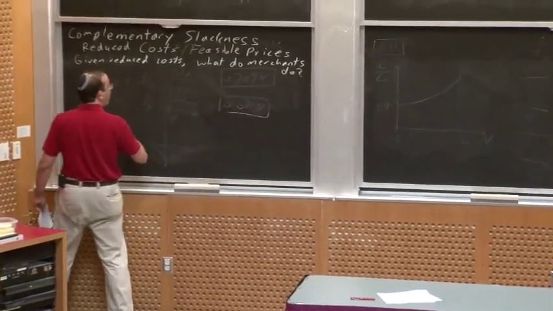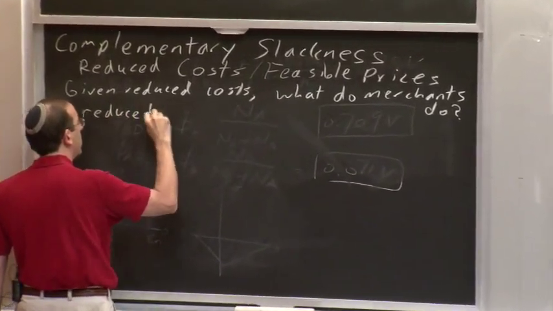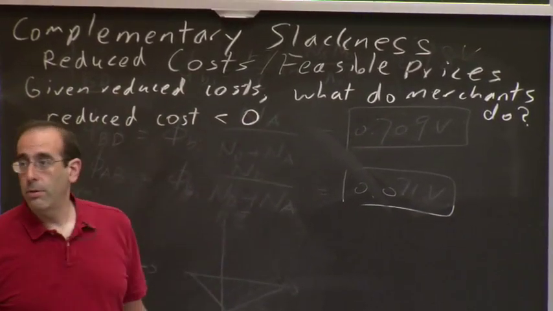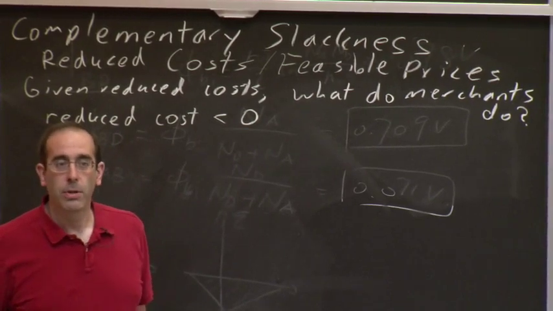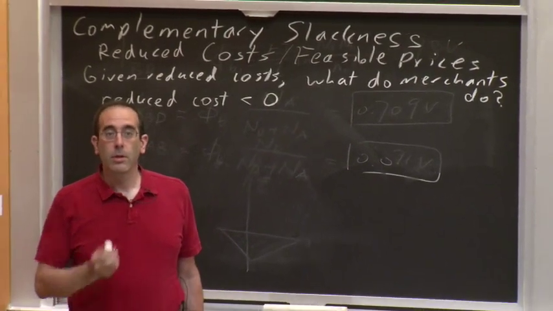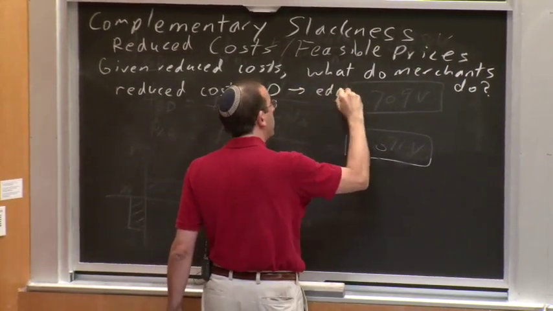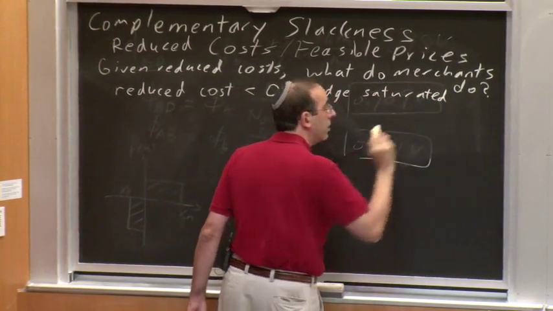So what's going on is that if the reduced cost is negative, then they're going to ship widgets. How much are they going to ship? As much as they can. So that edge is going to be saturated. Right?